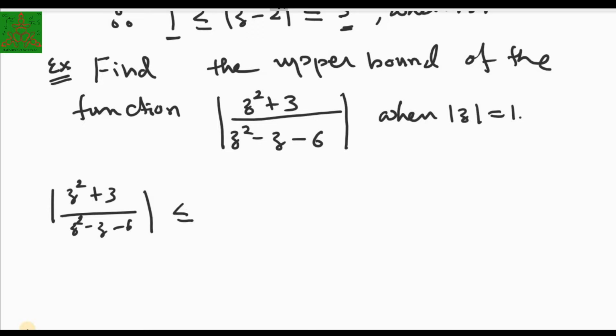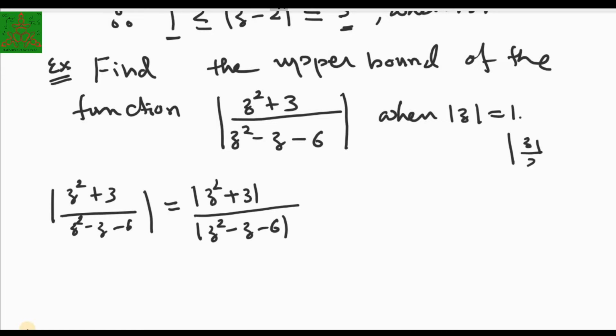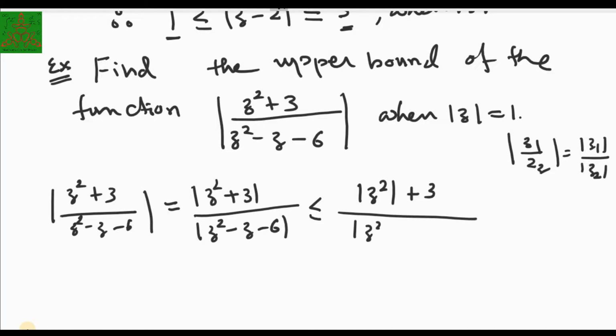Which we can write down as mod of (z square plus 3) upon mod of (z square minus z minus 6). Here we are using the result that mod of z1 upon z2 is mod z1 upon mod z2, which is less than or equal to mod z square plus 3 upon mod of z square minus z minus 6. Here we are using the triangle inequality. That further we can write as mod z square plus 3 upon mod z square minus z minus 6.